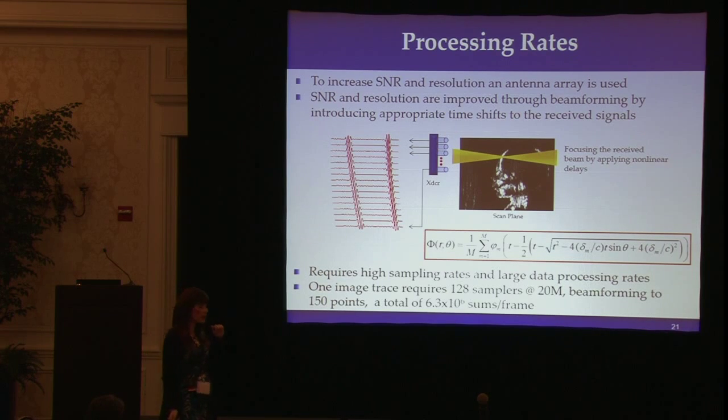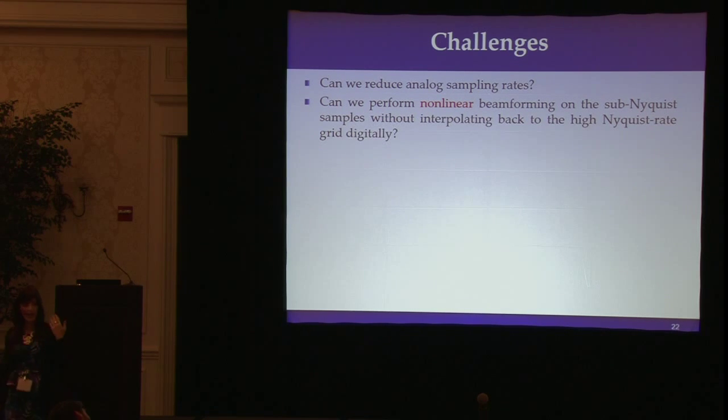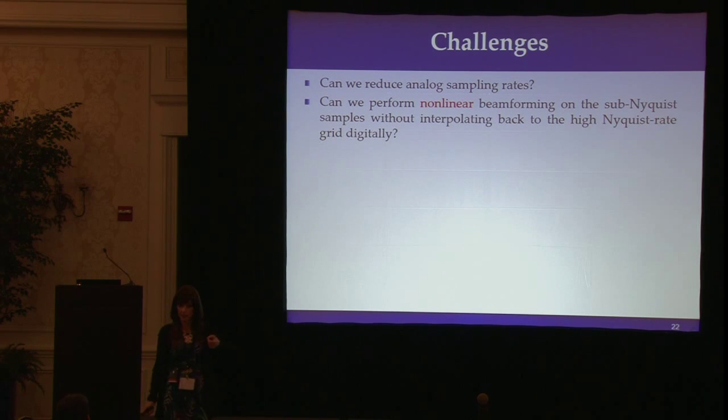So it's a very costly operation, and this is one of the reasons that ultrasound machines are so huge. So our first motivation was to try and decrease the size of the ultrasound machine by reducing some of the processing rates. But the question is, first of all, could we reduce analog sampling in each run of the elements? But then the second issue is, even if we could reduce the sampling rate, how are we going to do the beamforming? So we don't want to reduce the sampling rate and then interpolate back to the high grid. That would defeat the purpose because the processing here is a lot of the cost.